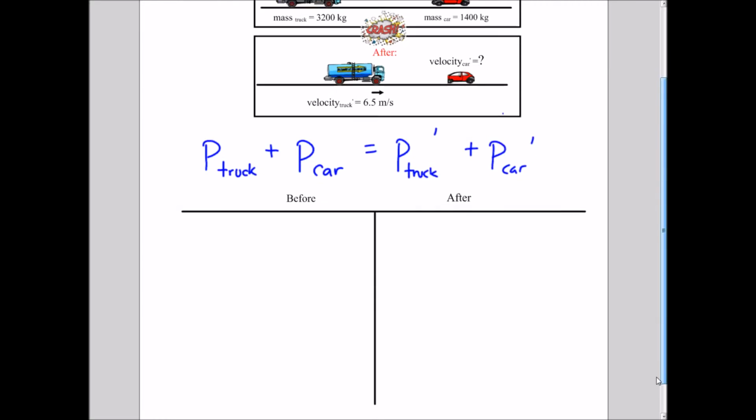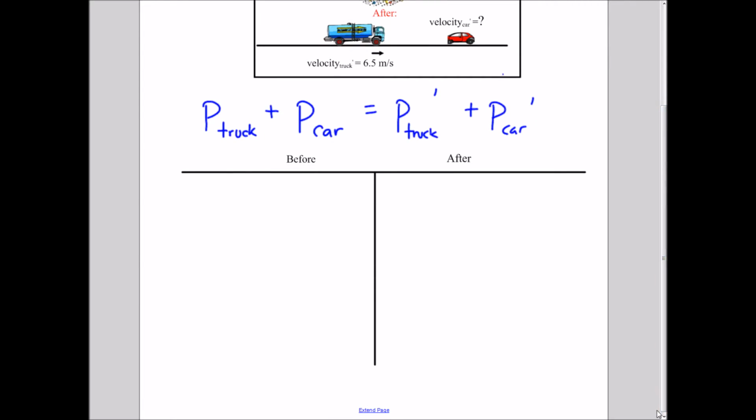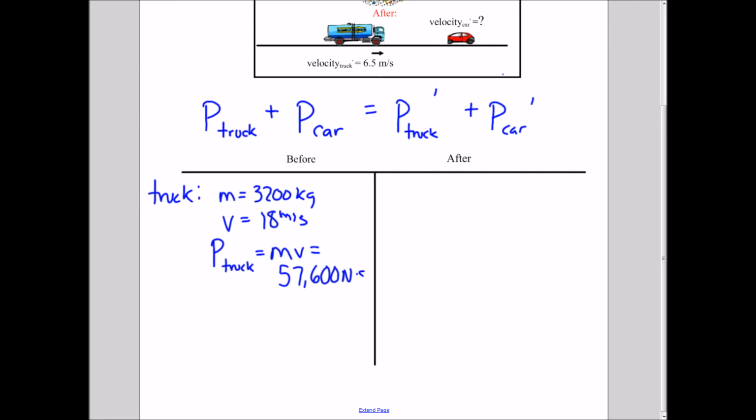So what I'll do down below here is just calculate what the momentum of the two vehicles are. So first of all, I'll start off here with the truck. The truck has a mass of 3,200 kilograms and a velocity of 18 meters per second. That means that the momentum of the truck beforehand, mass times velocity, is going to be equal to 57,600 Newton seconds.